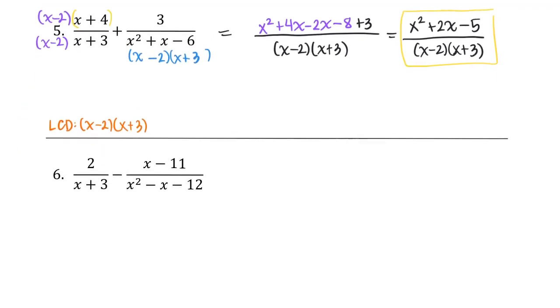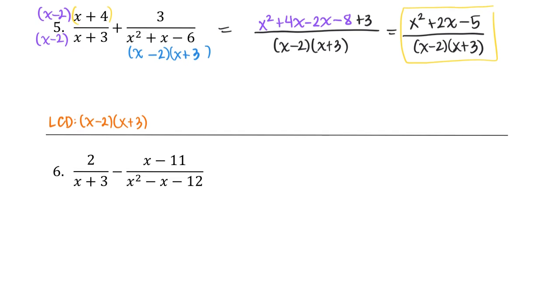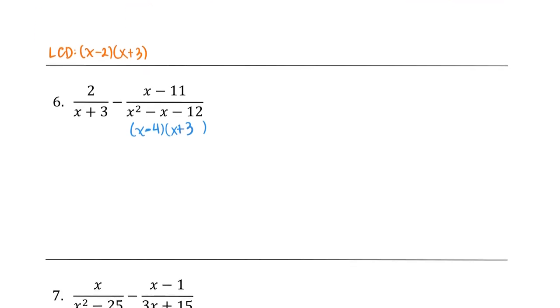Okay, let's try 6. Again, I'm going to factor the one on the right. Let's factor this. To get 12: 6 and 2, no, 6 minus 2 is 4. How about 4 and 3? Yes. Negative 4 plus 3. So the least common denominator is going to be the x minus 4 and the x plus 3.